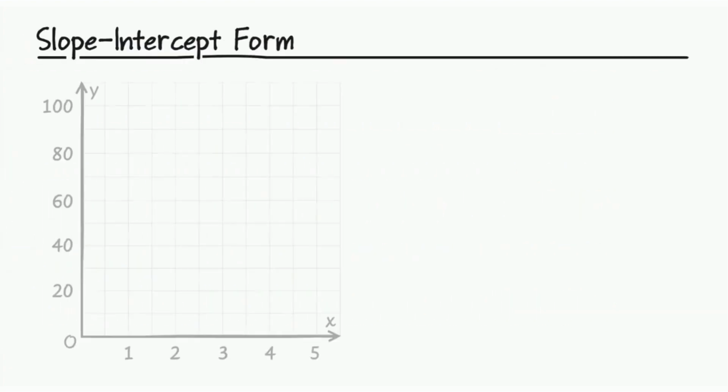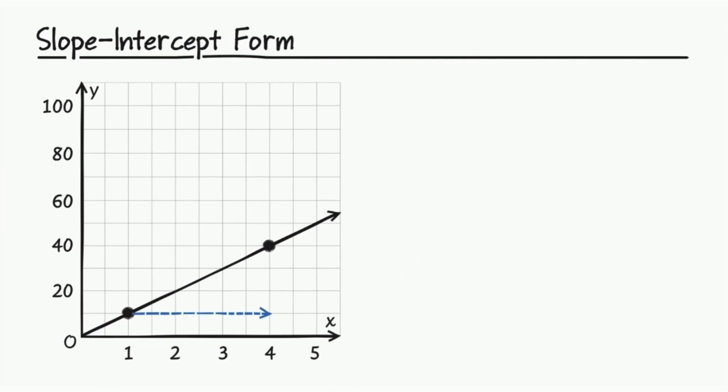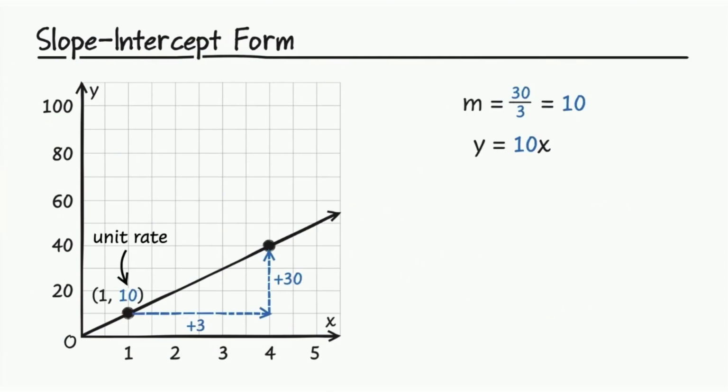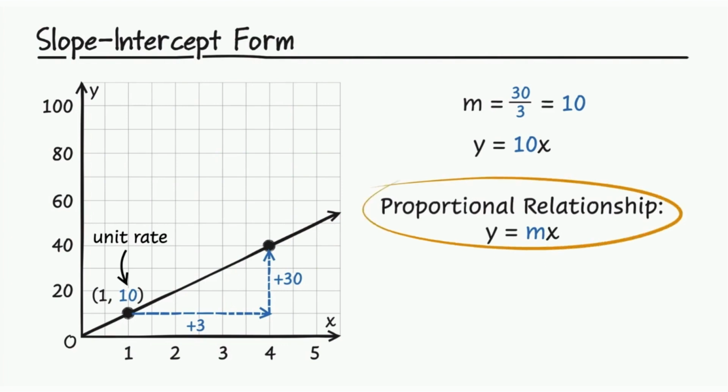Students also see that, for a proportional relationship, the slope of a graph is the same as the unit rate. For this reason, the equation of any proportional relationship can be written as y equals mx, where m is the slope.